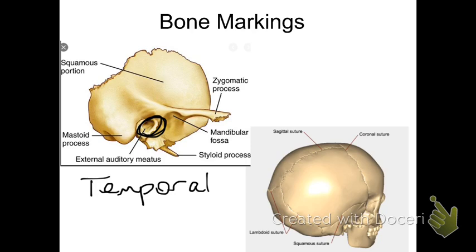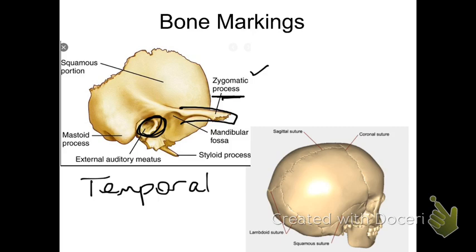There is a zygomatic process. Well, in bones, a process is something that sticks out, and this process is sticking out toward the zygomatic bone and will make contact with the zygomatic bone through that process. So that's the zygomatic process.